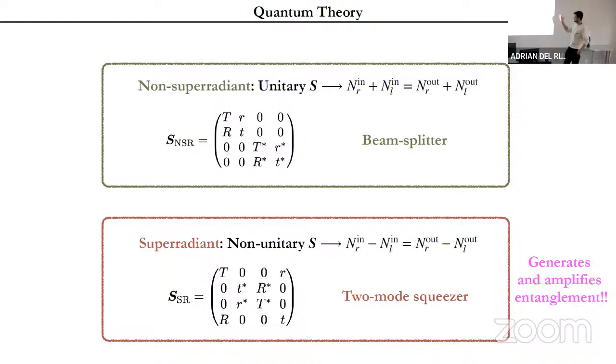Now, for superradiant scattering, non-unitarity means that the total number of quanta will not be conserved, but only the difference between two modes. So quanta can be created, but always in pairs. And this kind of matrix in quantum optics is known as a two-mode squeezing transformation. Two-mode squeezers generally produce entanglement and amplify. Okay?